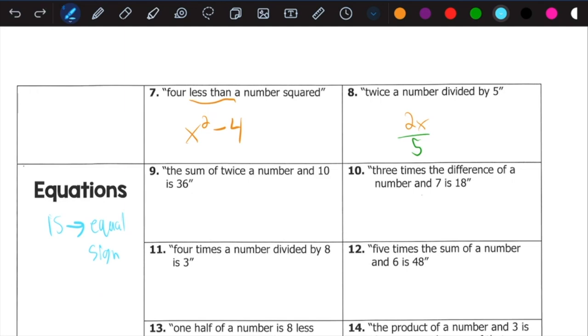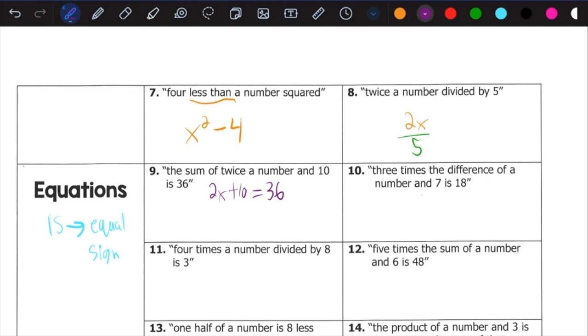So the sum of twice a number and 10. So adding 2x plus 10, remember that and tells us where the addition sign goes, is or equals 36. So the only change here is that we set it equal to 36.